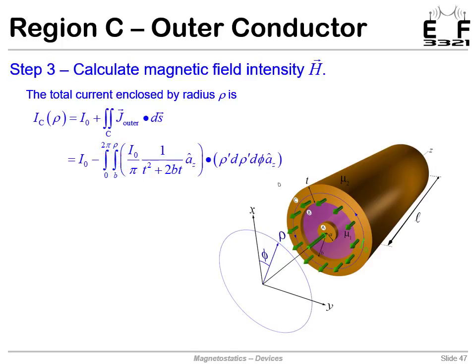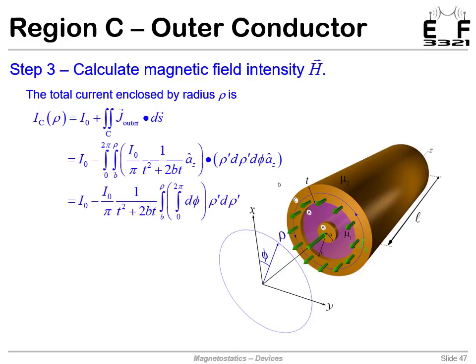So in terms of rho, we're integrating from the inner radius of the outer conductor out to where we're integrating. So this is rho. So our limits are from b to rho. And then, of course, we want to integrate all the way around the cylinder. So phi goes from 0 to 2 pi. So we've set up our integral, and now we just work through the math of doing this.